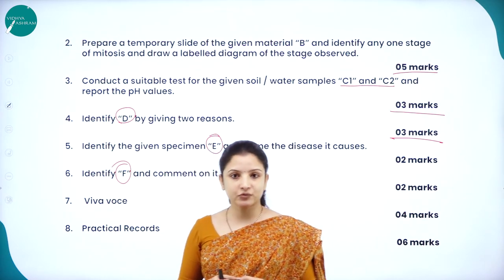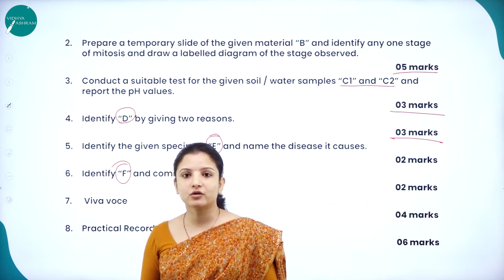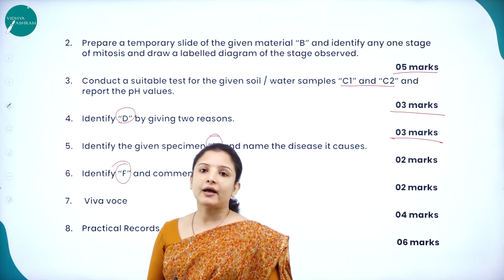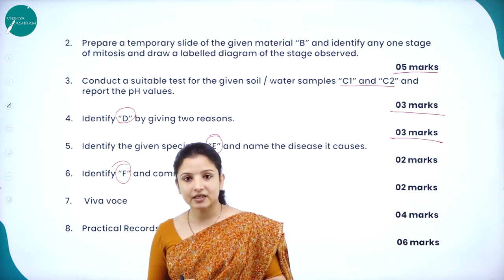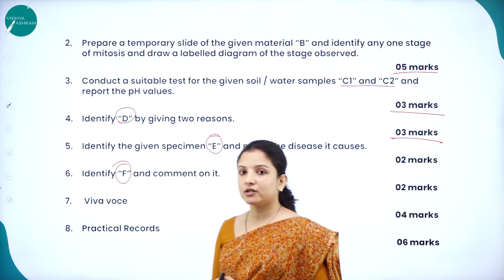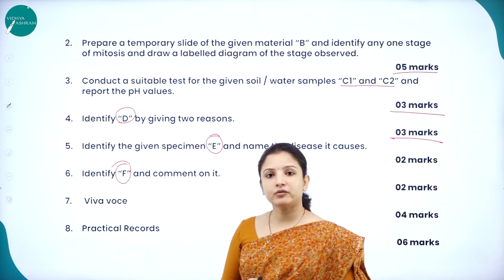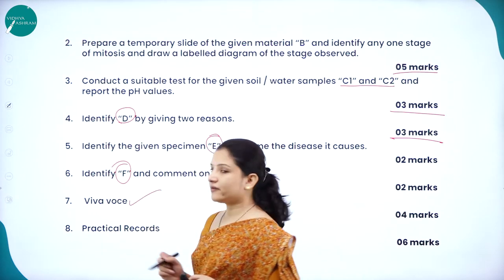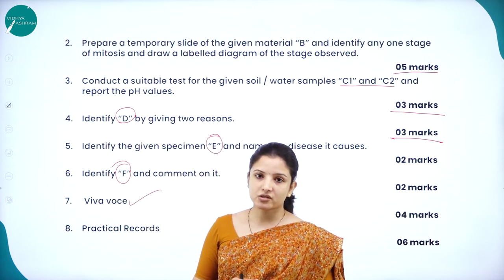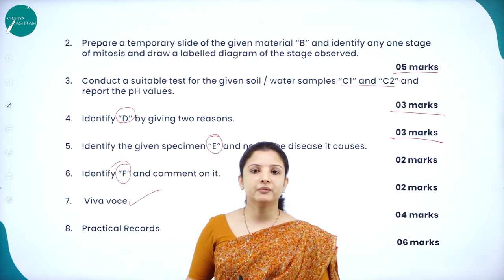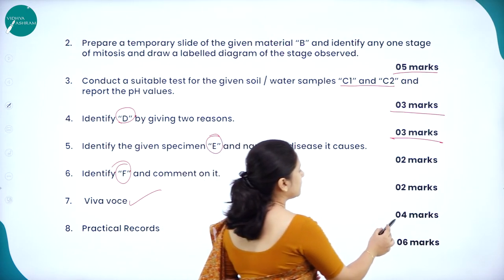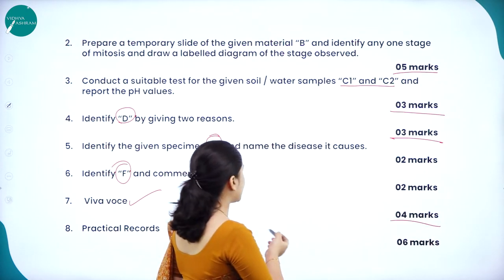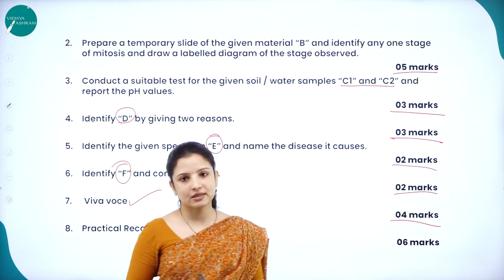Here also, charts will be kept related to homologous organs, analogous organs, and the xeric adaptations, hydric adaptations, all that. You need to identify and write comments on it. And question number 7 is viva questions, wherein out of 30 questions, any 4 will be asked. So it is for 4 marks. So your question numbers 5 and 6 are for 2 marks each.